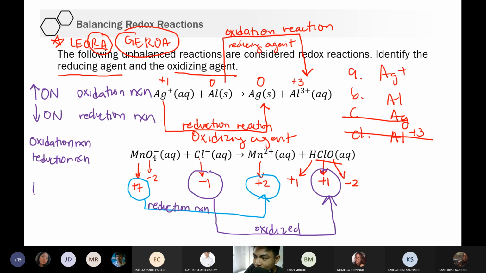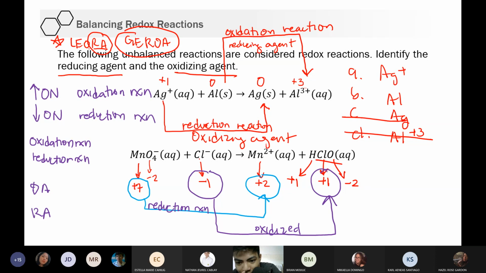Ngayon, sino ngayon ang oxidizing agent at reducing agent? Ngayon, basahin ko yung comment niyo. Sir, same procedure din po kahit sa ibang type ng reaction? Yes. Sorry. This only applies for redox. For redox lang. Okay.